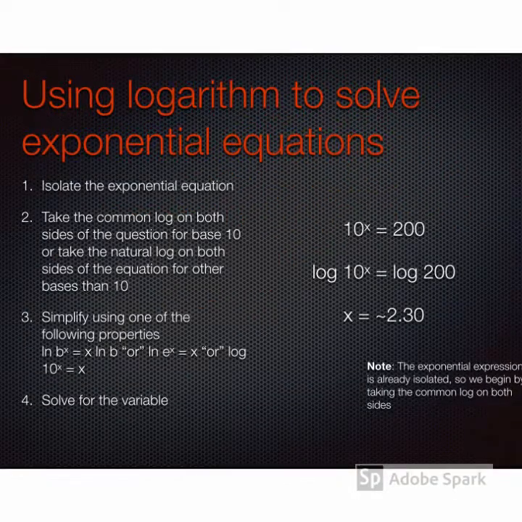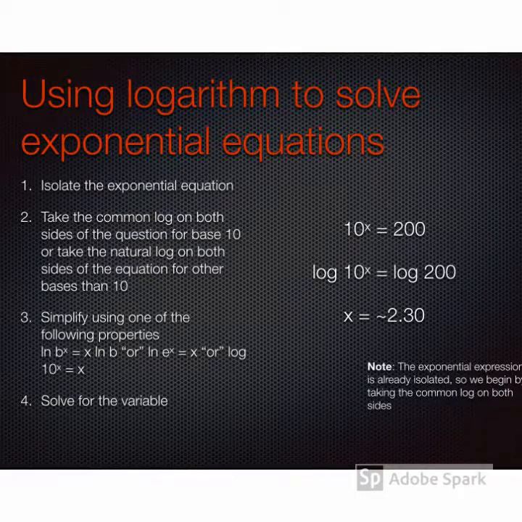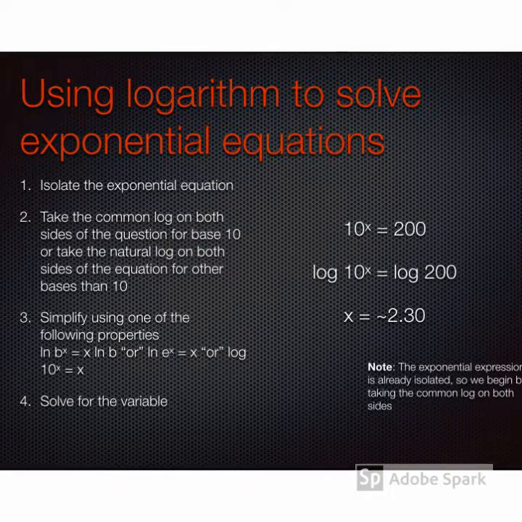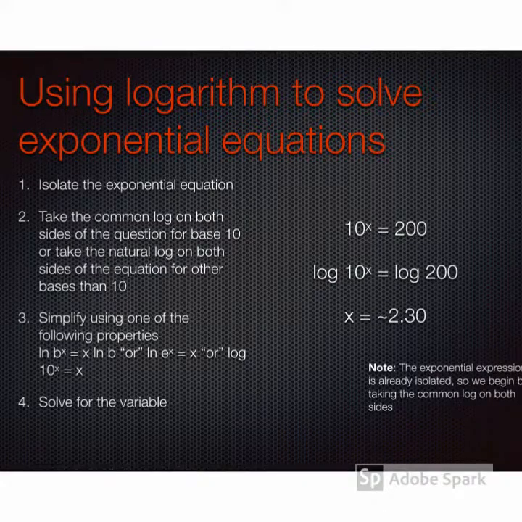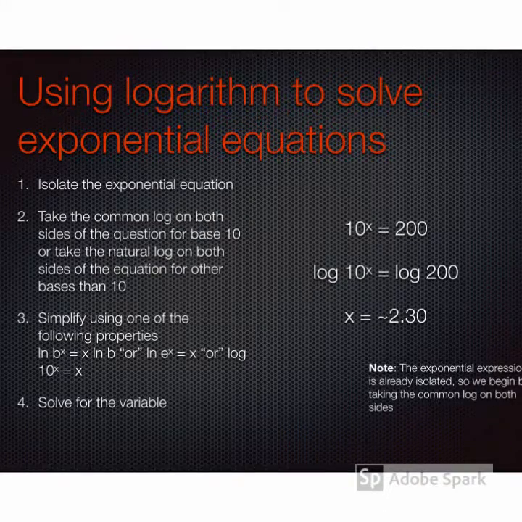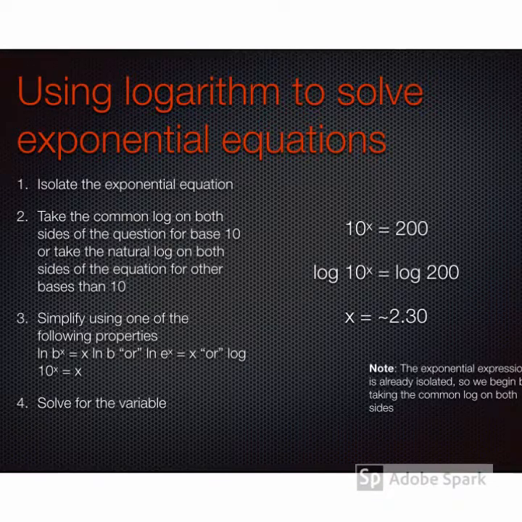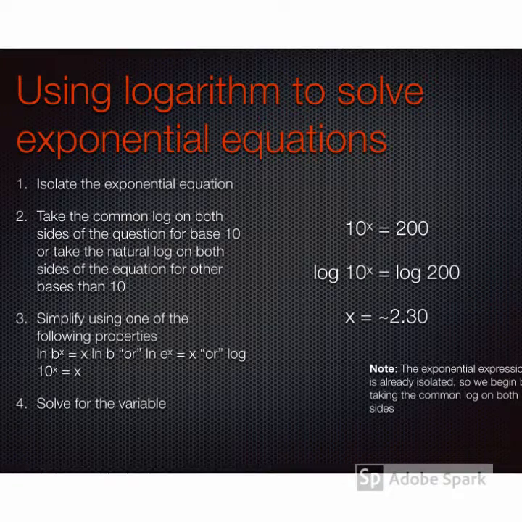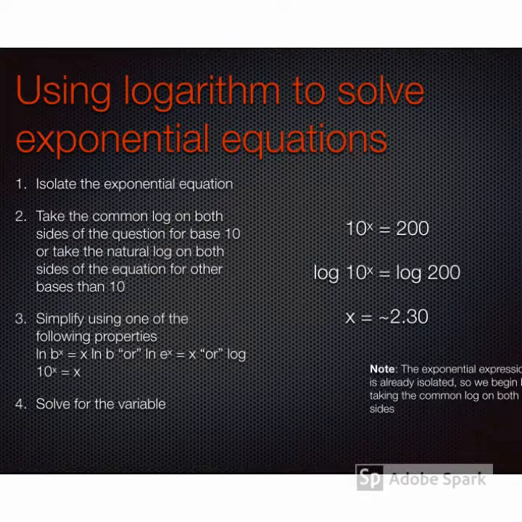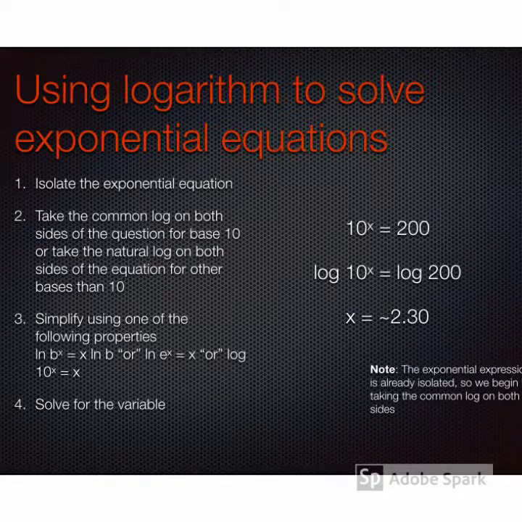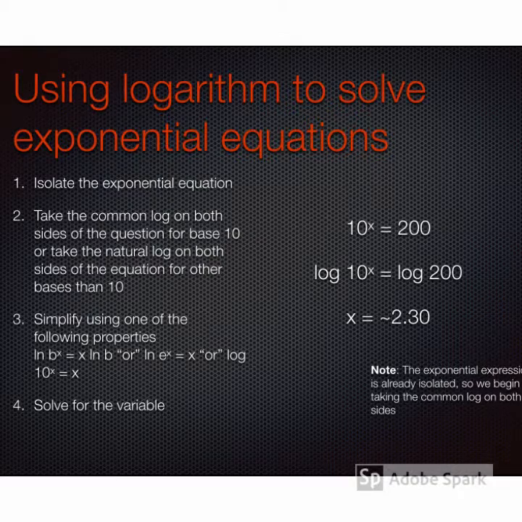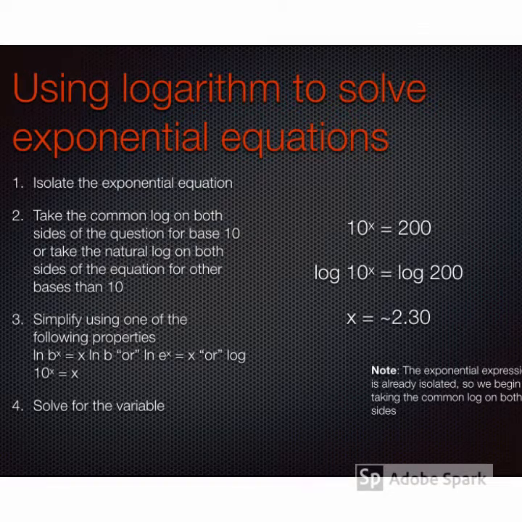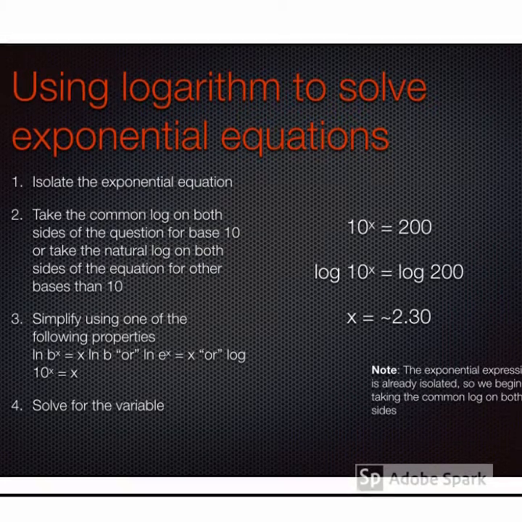So this is the same type of example, only the difference is now this is the common log, or we can say the log of base 10. So now that we have 10 to the x equals 200, as you can see in number 3, the last property, it says log of 10 to the x equals x. So now we have the x for log 10 to the x, and it's equal to the log of 200. So what is the log of 200? Well, it's approximately 2.3. So x is equal to approximately 2.3.